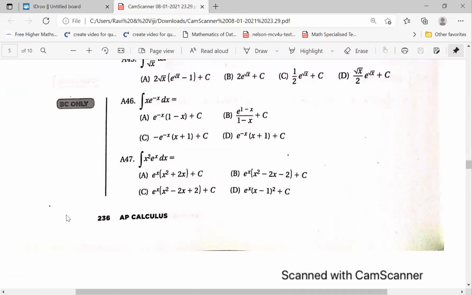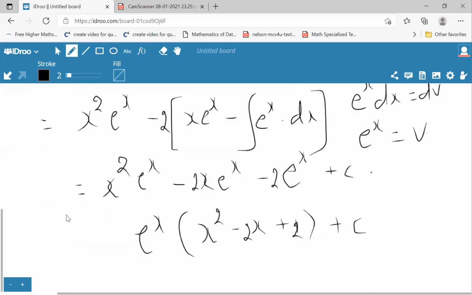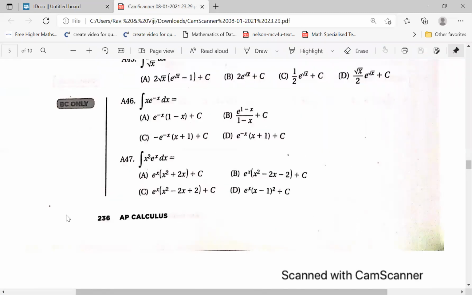So option, you get it to be minus. Yeah, some minus. Right. So e to the power of x, when you take it as a common factor, we get e to the power of x into x squared minus 2x plus 2, plus c. So e to the power of x into x squared minus 2x plus 2, plus c. So B should be the correct option.